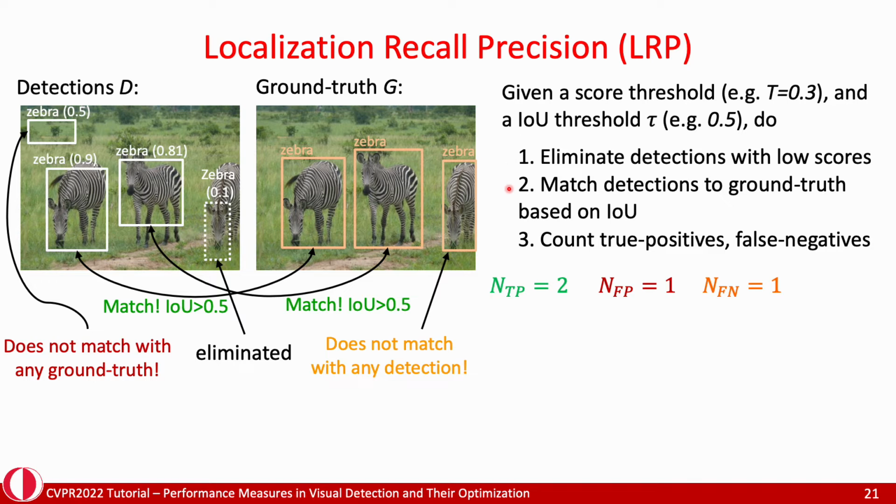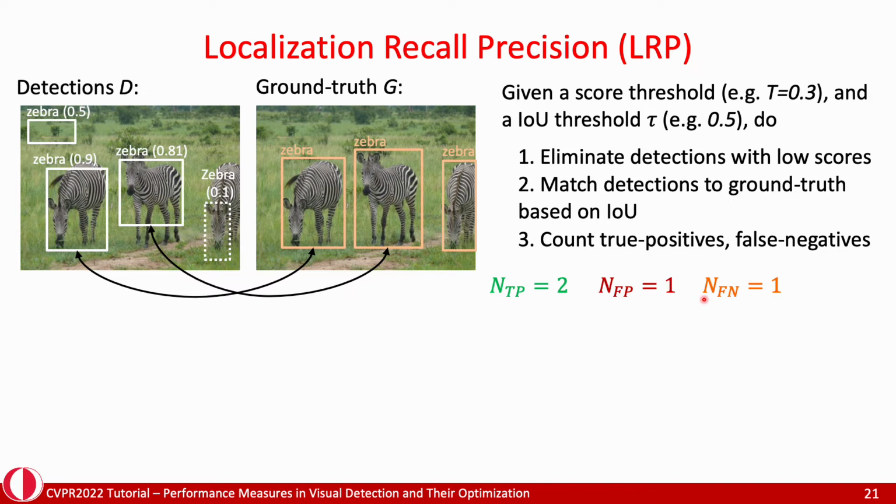Then we match detections to ground truth boxes based on their pairwise intersection over union values. And as a result, we have two true positives, one false positive, and one false negative. And this one was already eliminated. So these are our numbers.